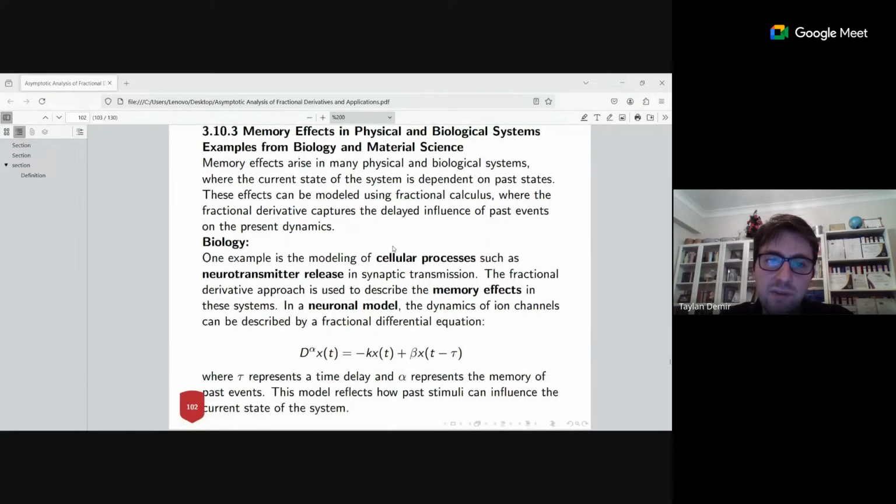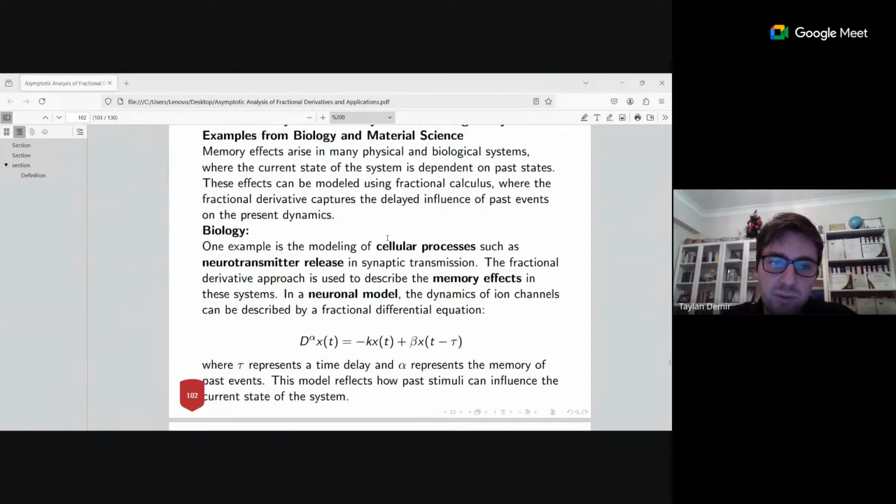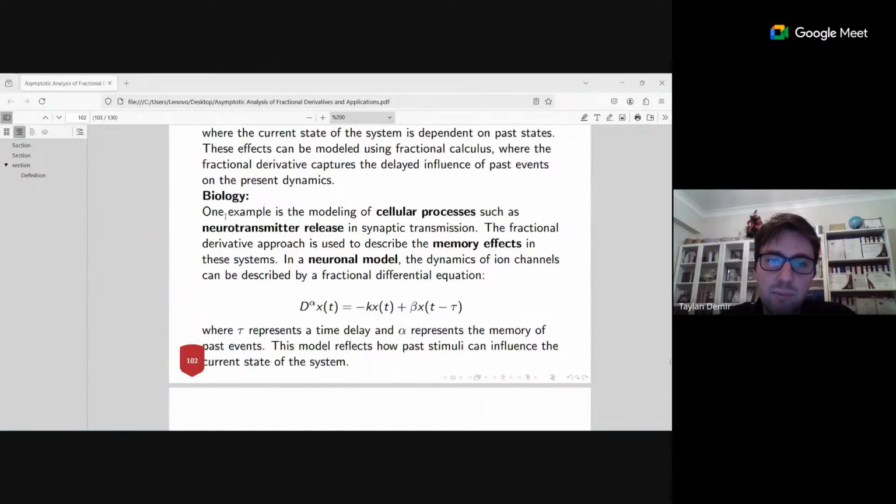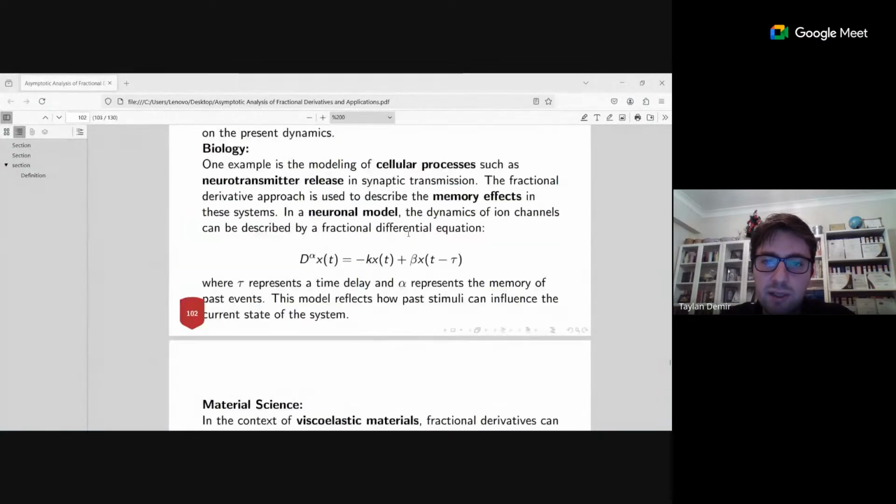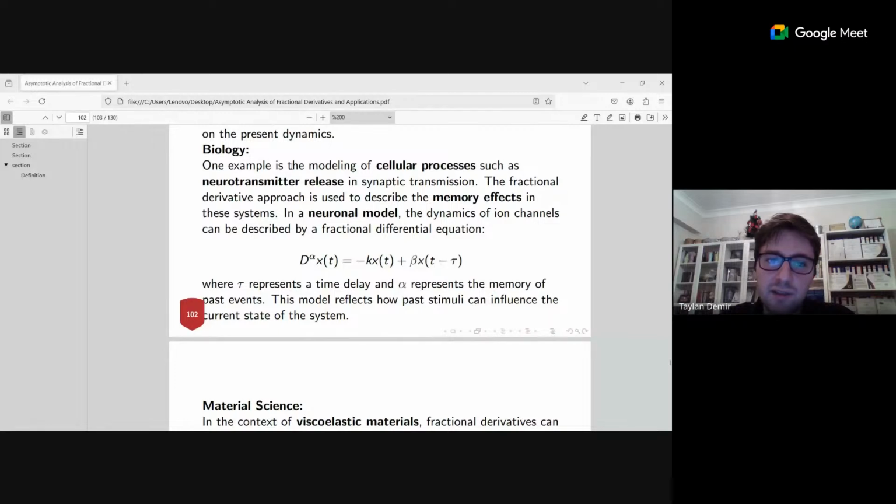Memory effects arise in many physical and biological systems where the current state of the system is dependent on past states. These effects can be modeled using fractional calculus, where the fractional derivative captures the delayed influence of past events on the present dynamics. For example, a biological problem. An example is the modeling of cellular processes and neurotransmitter release.